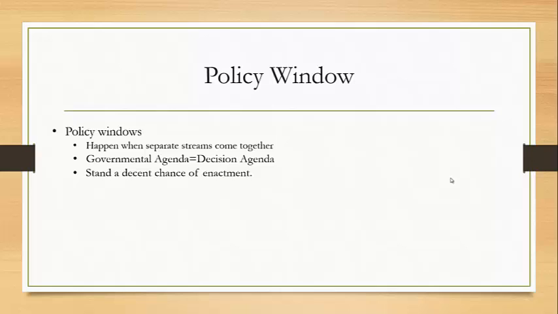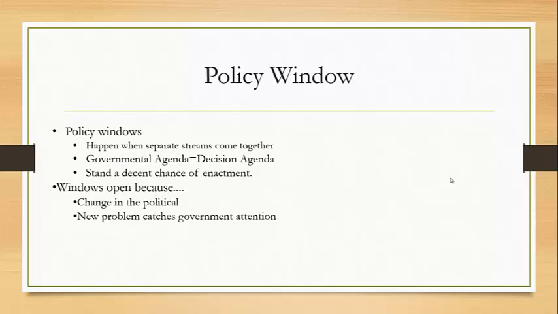And windows open because typically there's a change in the political world, right? And so maybe somebody new is elected to office, you have a new president, and a new party that's dominant in the House or the Senate, right? Something has changed. Or when a new problem catches government attention. Because the reality is that government has very limited attention, right? You have a lot of problems in the world, a lot of moving parts, and government is not paying attention to all of those things all at once. And so when a new problem catches the government's attention, that's when we're likely to see something happening.